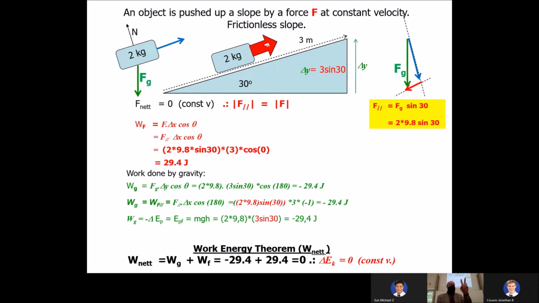There are two ways for us to make it more complicated. One is to make it accelerate. Then the work done by the force would be greater than the work done by gravity, and it's going to accelerate. The other way to make it harder would be to add friction. Then in order to accelerate it, the work done by the force would have to be bigger than the work done by gravity and the work done by friction.